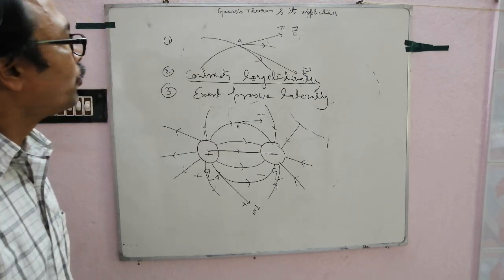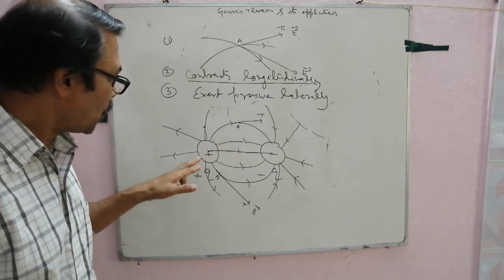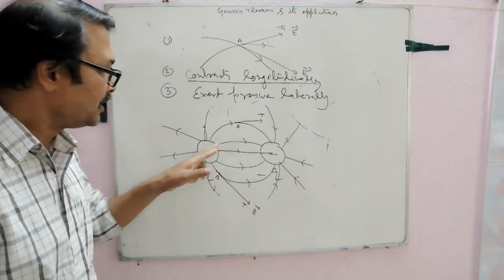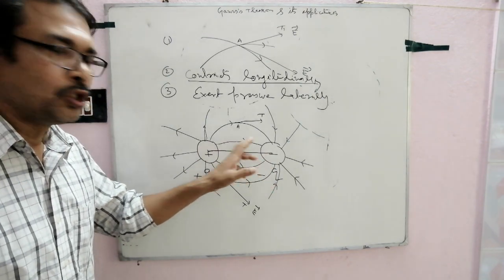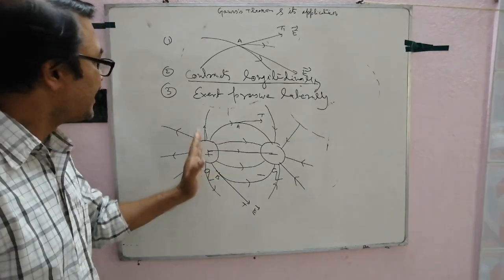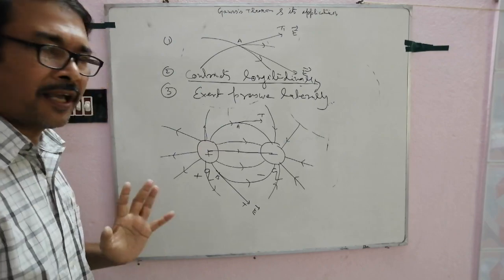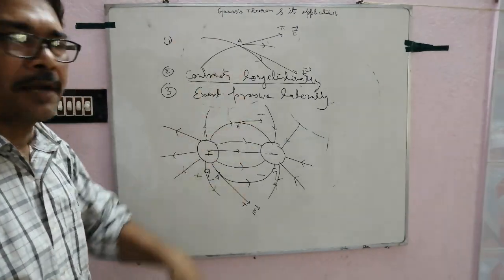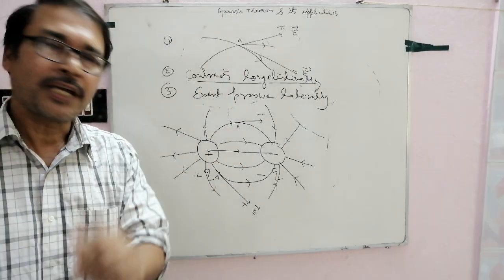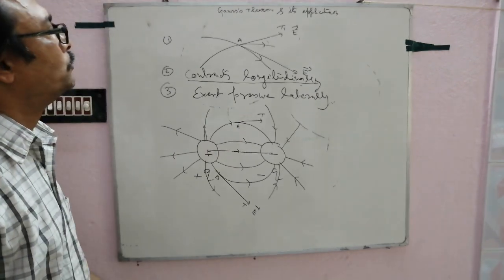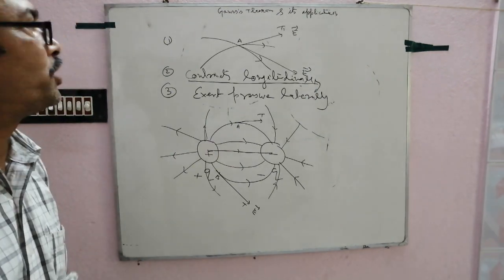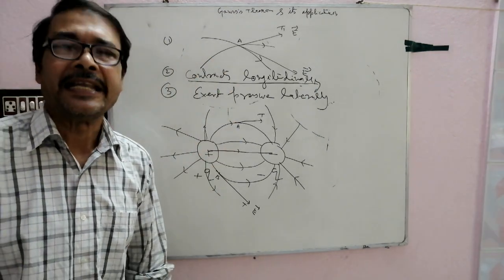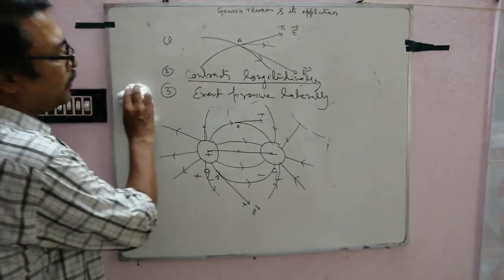Now, electric field lines originate from a positive charge, terminate at a negative charge, and extend up to infinity. Okay, so we came to know different properties. Now, the next point, before discussing Gauss's theorem: electric flux.